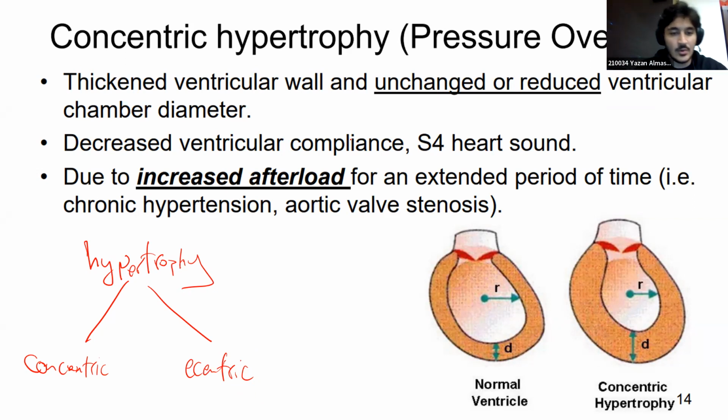Now, the difference between eccentric and concentric is that each one is caused by something else. The first thing is concentric. Concentric is due to increased afterload. Now, whenever we say afterload, what are we talking about? I guess someone explained this yesterday to you guys. So what's an afterload? Does anyone know, or should I explain it?